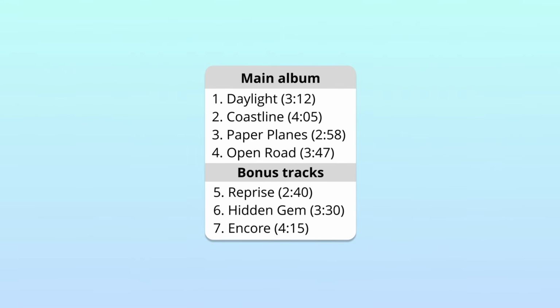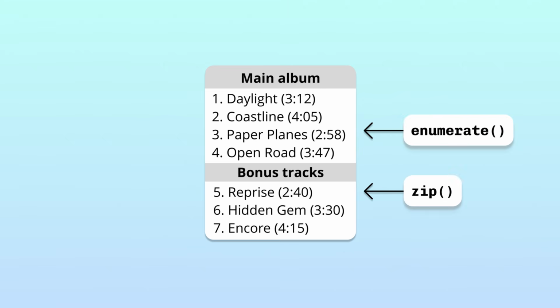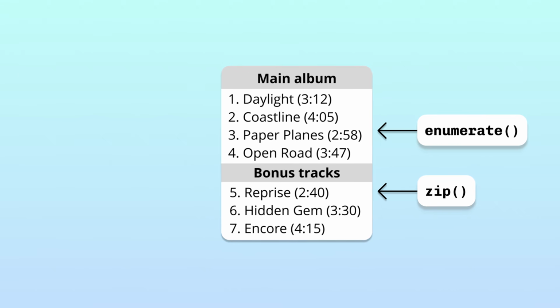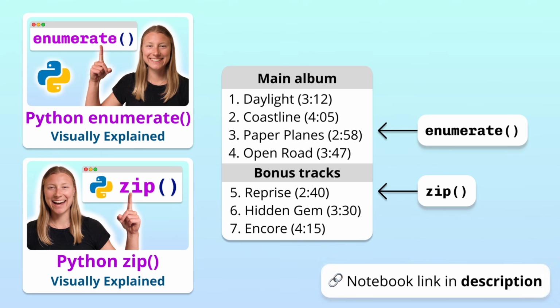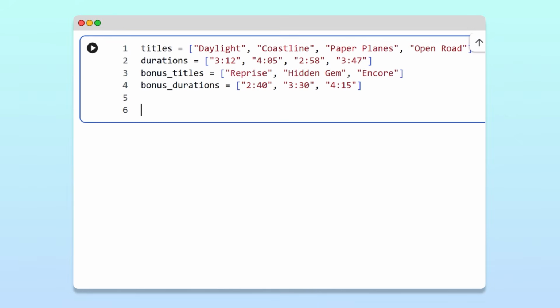That's exactly what we're going to build, one step at a time, using 2 of Python's handiest tools for working with lists, Enumerate and Zip. If you tried the practice notebook from our Enumerate or Zip videos, you can check your work as we go. And if you haven't, we link the notebook we're using in the description. Okay, let's dive into the code.